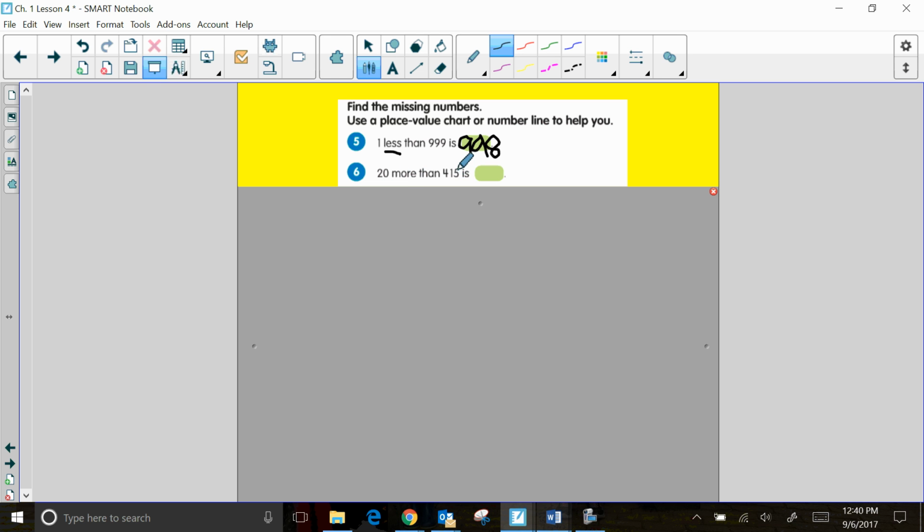20 more than 415. We could count by tens. 20 is 2 tens. So my hundreds place is going to stay the same, 400. The next 10 would be 425, and the second 10 would be 435.